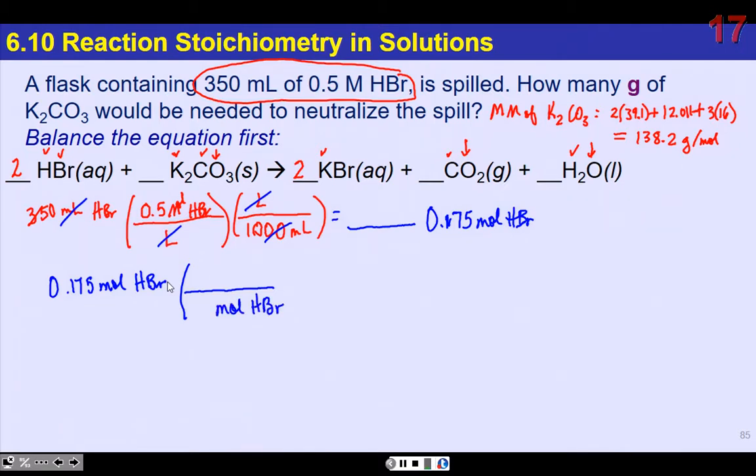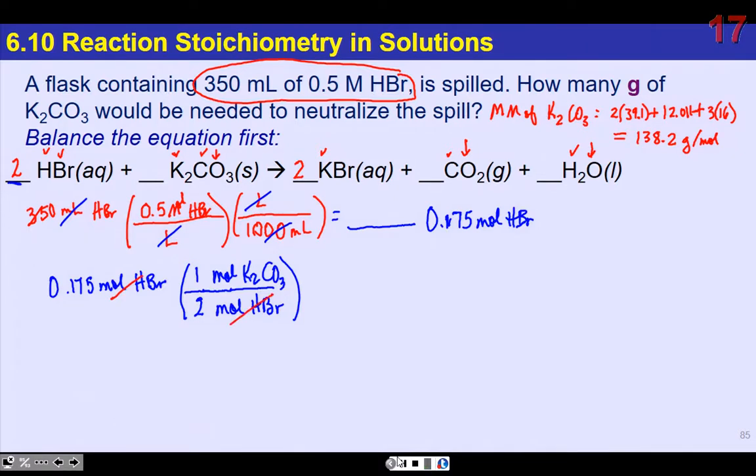And from the balanced equation, we need a 2 with it, reacting with the potassium carbonate. Moles of potassium carbonate. That's the letters I want in there. Sorry, guys, I'll fix it. Okay, and from the balanced equation here, the moles of potassium carbonate is only 1 for each 2 moles of HBr. Again, pay attention to your units.